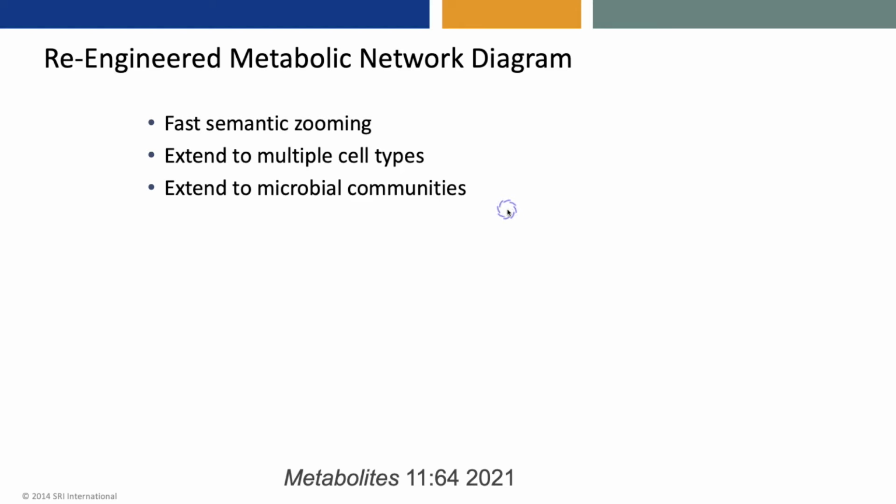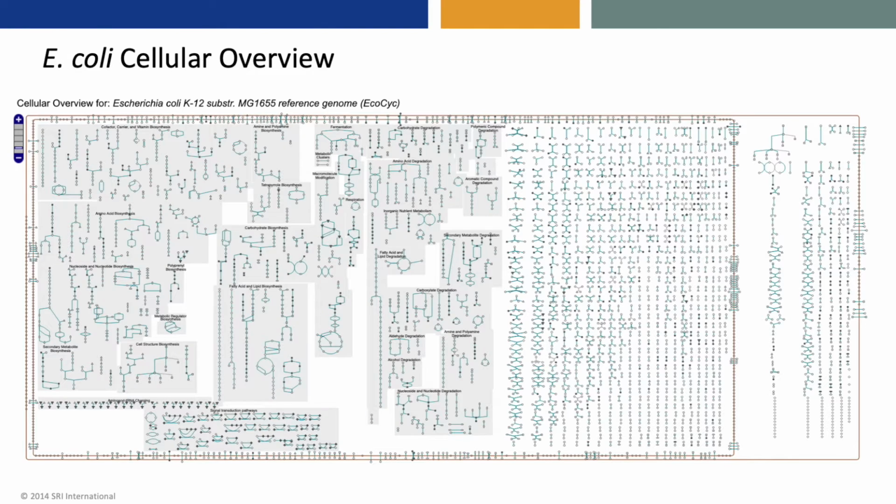The diagram now supports multiple cell types, and we've extended it to microbial communities. This tool produces organism-specific metabolic map diagrams that are organized so that we have biosynthetic pathways on the left, catabolic pathways on the right, energy metabolism down the middle, and individual reactions not part of any specific pathway on the right side. Transporters are shown in the cell membrane, and periplasmic reactions are on the right here.